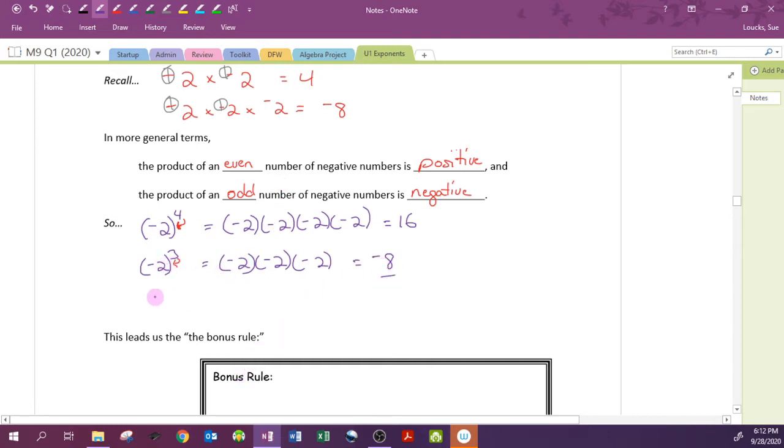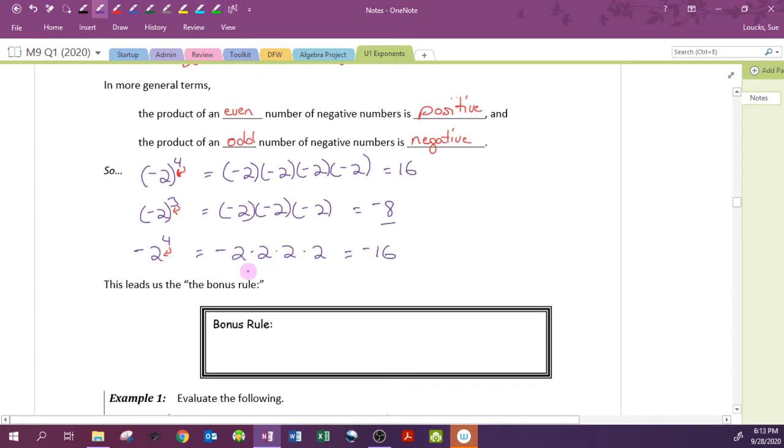Okay? But if what I have is negative 2 to the 4 without brackets, the 4 is only touching the 2. It's not touching the negative. So what I have here, I only have one negative, and then a 2 times a 2 times a 2 times a 2, which is negative 16. Okay, so those brackets are critically important. Pay attention to them. They really matter.